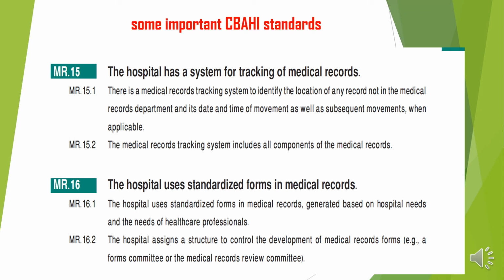Number 16: the hospital uses standardized forms in the medical record. It's not allowed for any hospital to have two kinds of one form inside the medical record. For example, we are talking about the discharge summary form. It's not allowed to find 2 types of it. It should be one kind of form only inside the medical record. If you want to modify it, it's okay, but it should be approved by the medical record committee. Then we have to withdraw the old form and give the new form to all departments to be used.